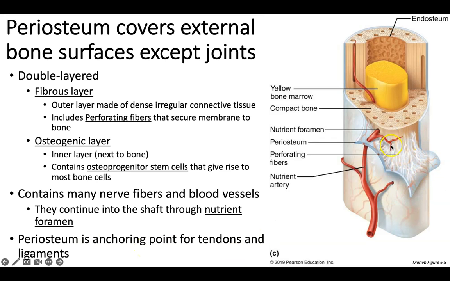So we have basically a periosteum, and then it almost looks like it's continuous when you get to the point of connecting to tendons and ligaments. So the connections between bones and other bones, as well as between bones and muscles.